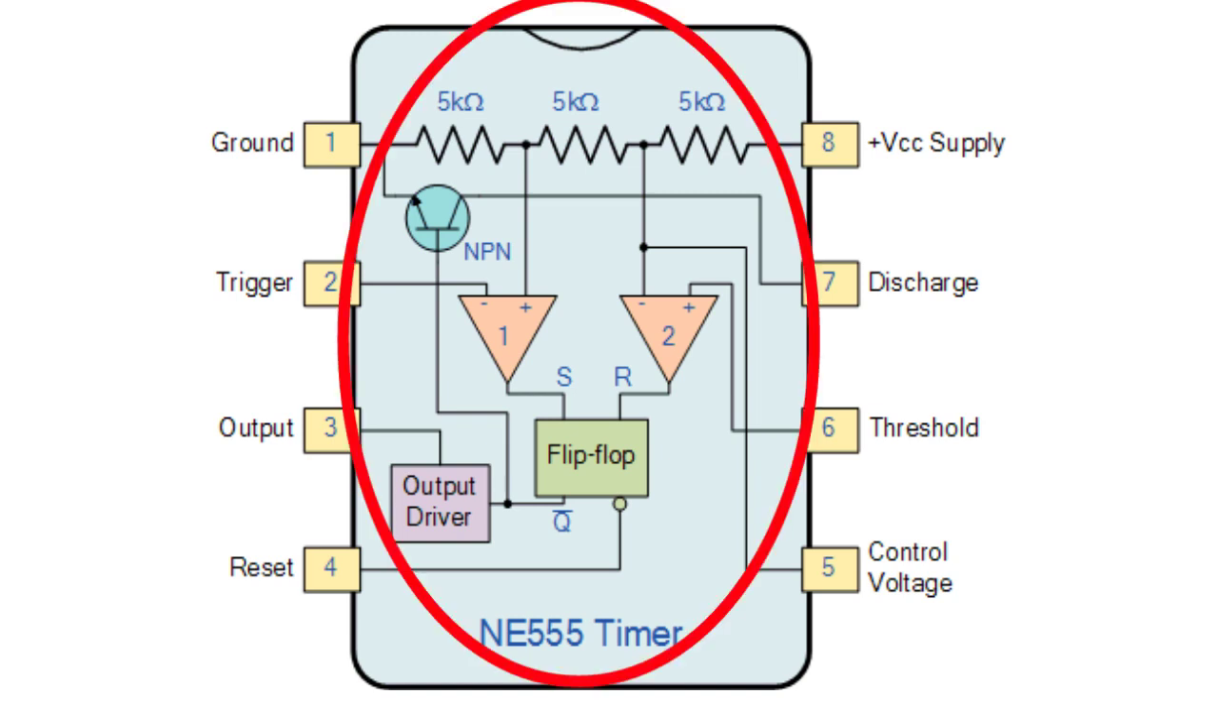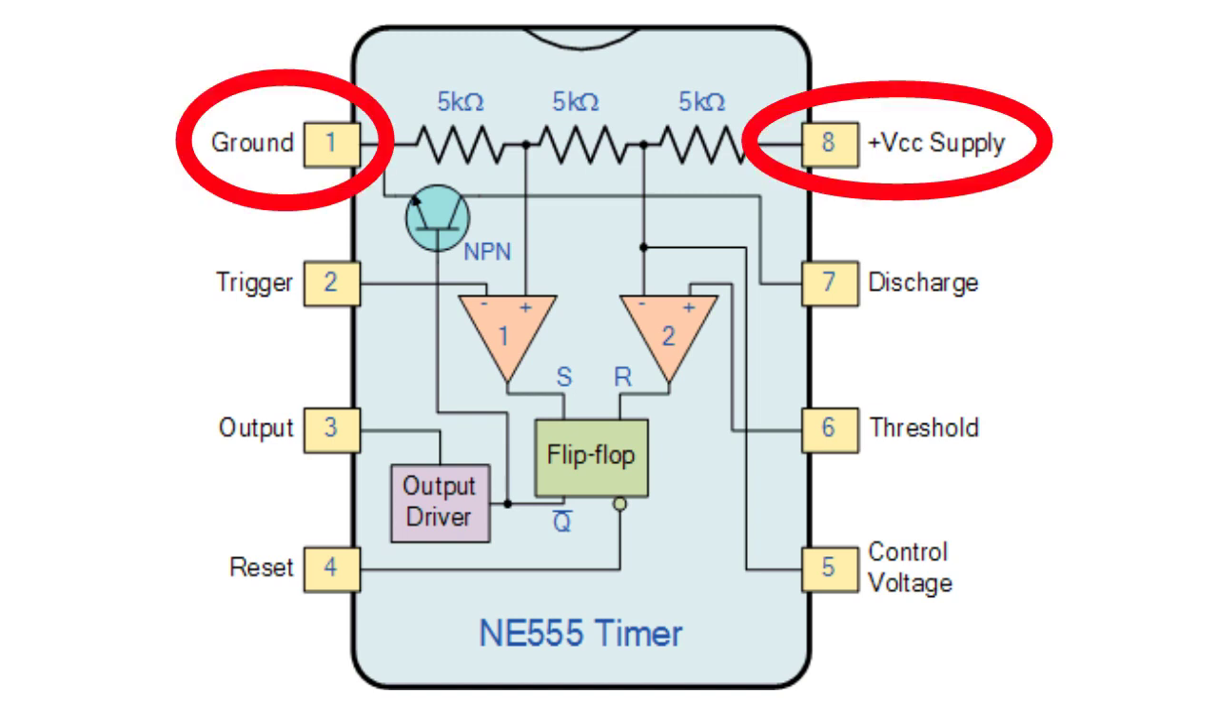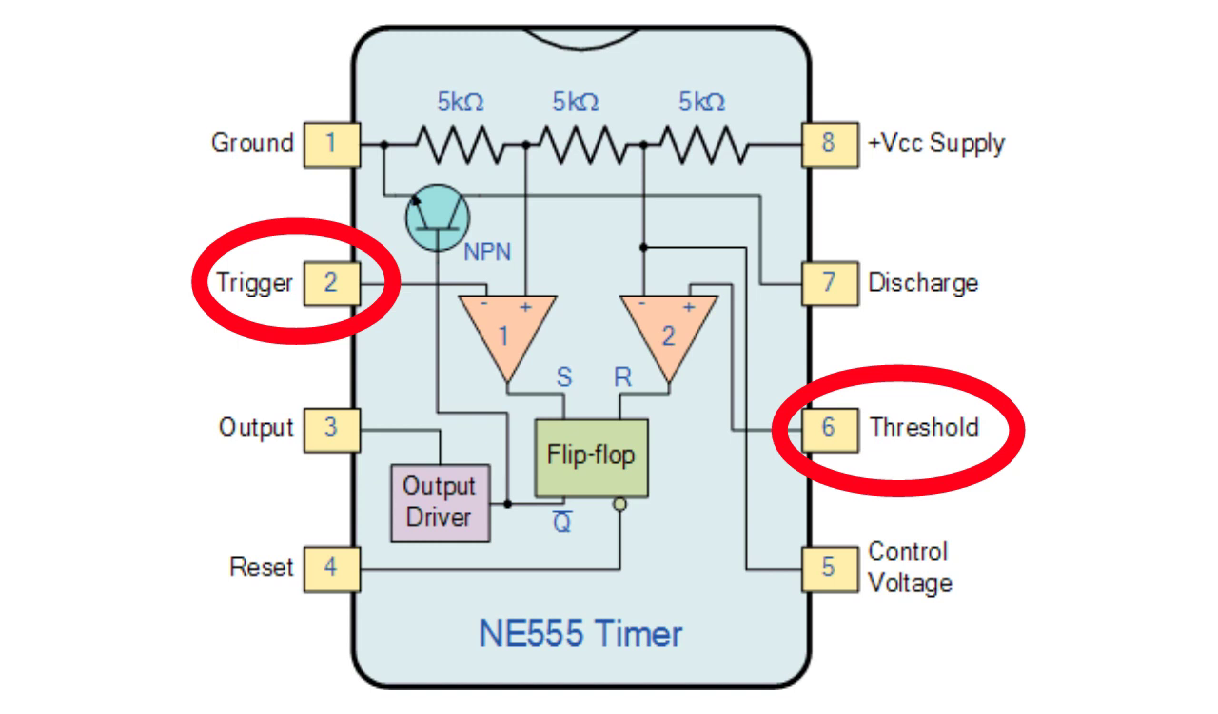This is block diagram of 555 IC. I will explain this in a different video. Now let's understand the function of its pins. These are pins for power supply. Through these pins we power the IC. Pin 2 and pin 6 are used for controlling the output pin. These pins can basically sense the voltage applied on them.